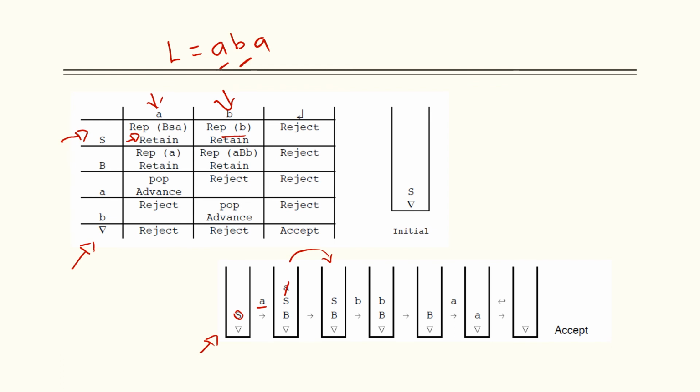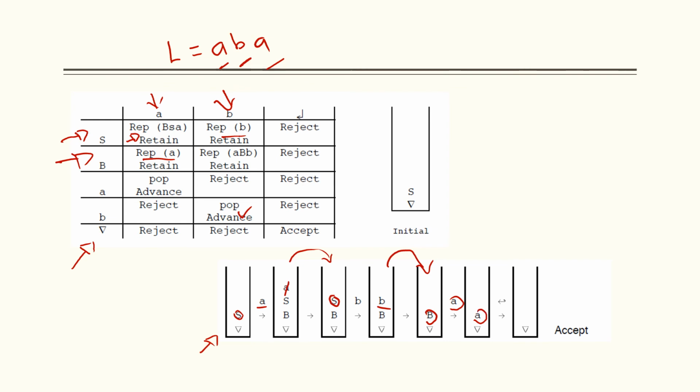So now we look at S and the input symbol B, which is replace B and retain. So now we replace this S with B, and retain. And on the top of the stack is B, so we need to pop and advance. So we remove the B and advance to the new stack. The new stack contains only capital letter P. The next input symbol is A. So the input symbol is A and the top of the stack is P. So you look at the second row and the first column, which is replace A and retain. So this P is replaced with A. Okay.